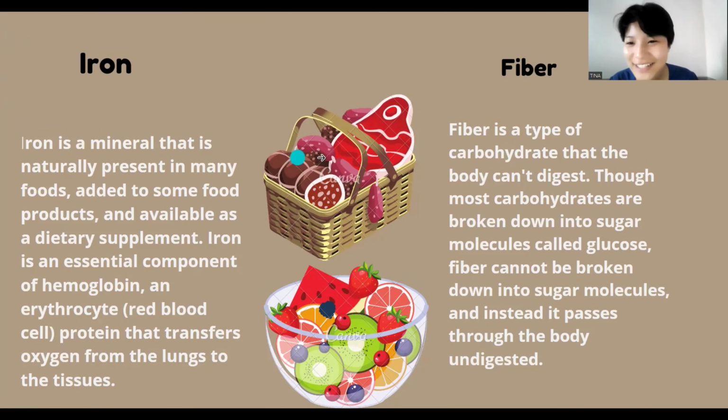We can also get iron by eating meat, red meat. Fiber is the type of carbohydrate that the body can't digest. Especially we can get fibers by eating fruit. So let's talk about other things.